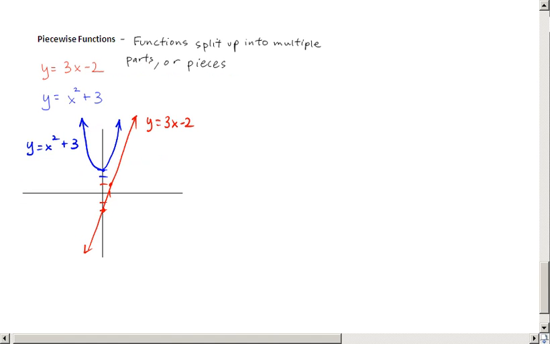We're going to graph these simultaneously on the same coordinate plane. Here are the two functions graphed simultaneously, but the problem is if we wanted to somehow merge this into a single function, it fails the vertical line test. So what we're going to do is split this up into two pieces so that it does define a function.